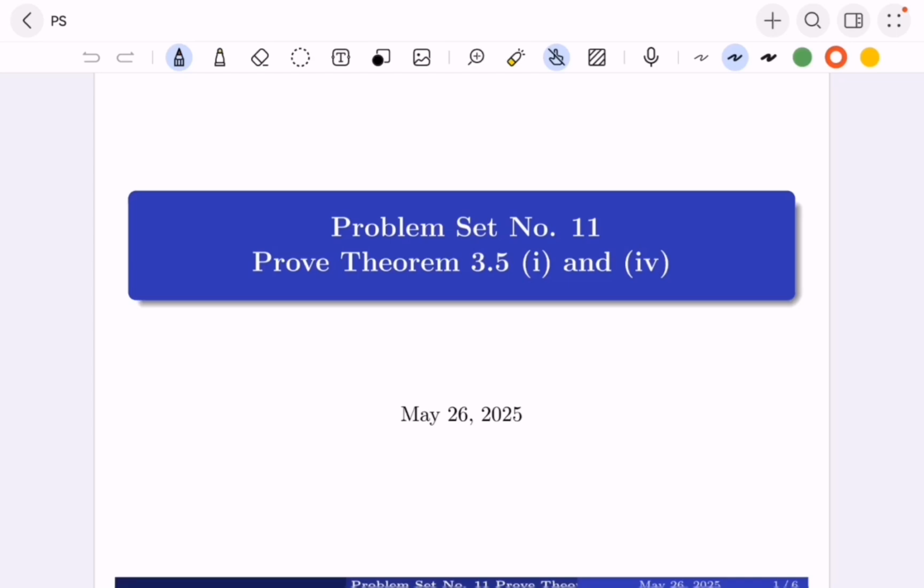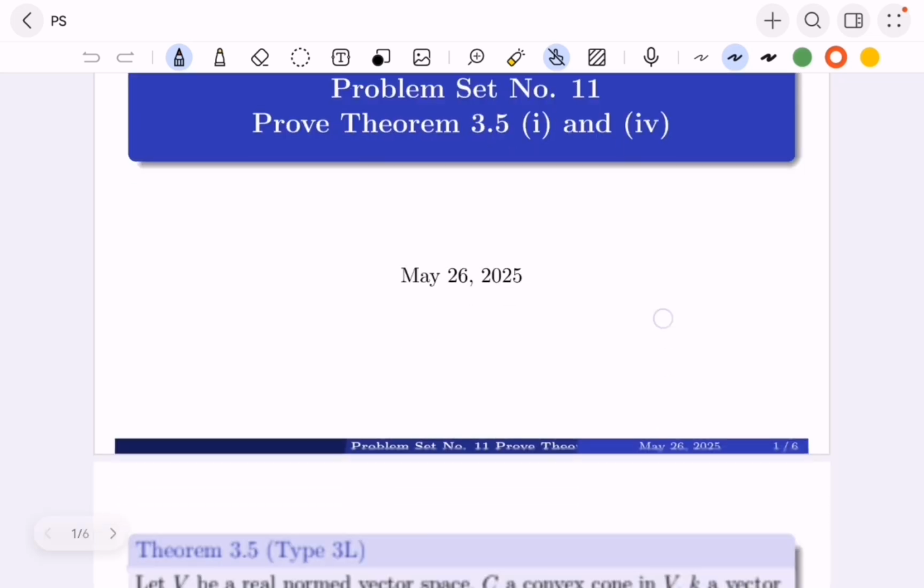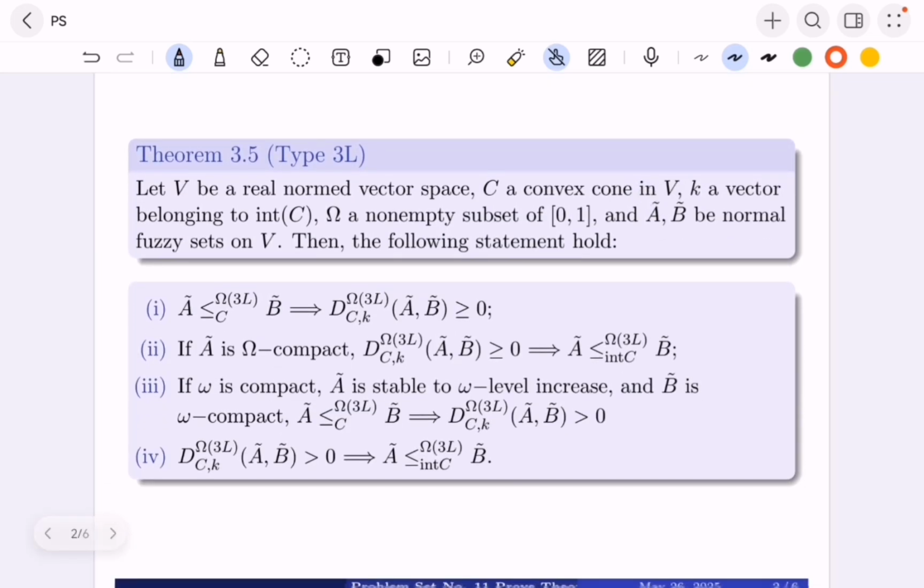Good day. In this video, we will be discussing problem set number 11, prove theorem 3.5, 1, and 4. Theorem 3.5 is a type 3L and it states: let V be a real normed vector space, C a convex cone in V, K a vector belonging to the interior of C, and omega a non-empty subset of the interval 0, 1. And A tilde and B tilde be normal fuzzy sets on V, then the following statement holds.